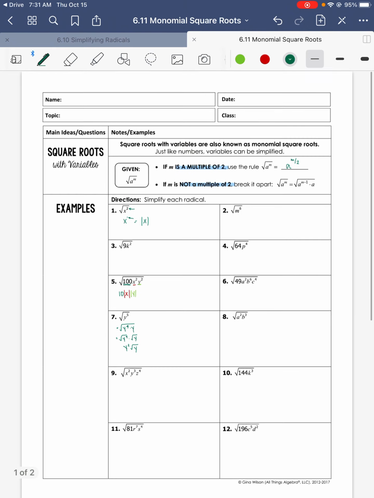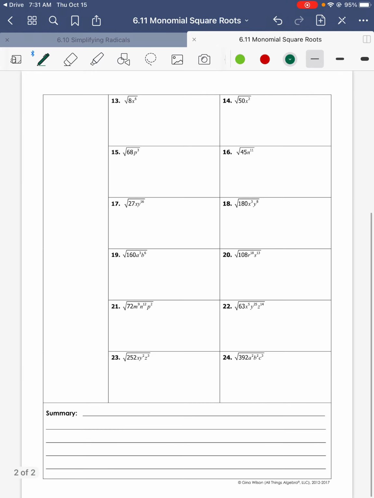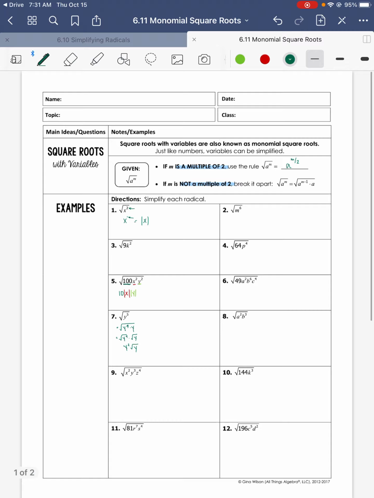Okay, so it looks like most of these are just practice here. You want to summarize here at the bottom just kind of what the rules are for the different types of situations. If you have a perfect square, if you have a coefficient, you know, how do you simplify and all that stuff. Just kind of jot down some notes there.